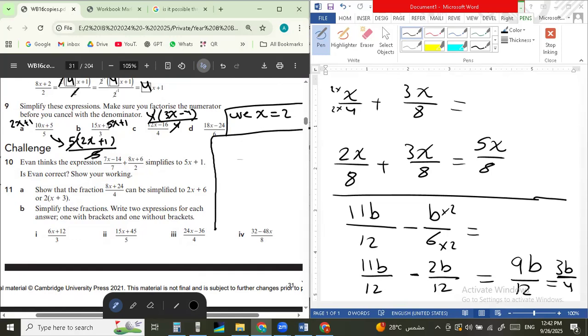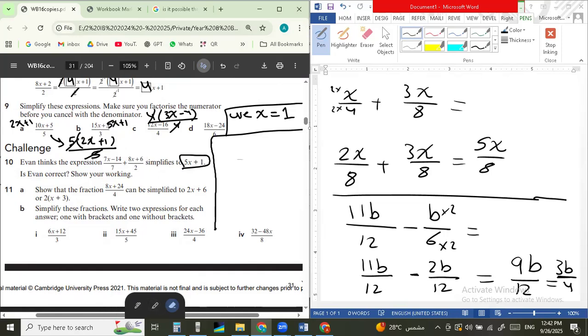You could have written anything else. Use x equals 3, use x equals 4, whatever, it doesn't matter. You could even use x equals 1. Fine, use x equals 1. Just use something that makes it easy for you. And I will see, if I use x equals 1 here, and I use x equals 1 here, will they give me the same answer or not? To find out if Ivan is correct or not, let's do it.